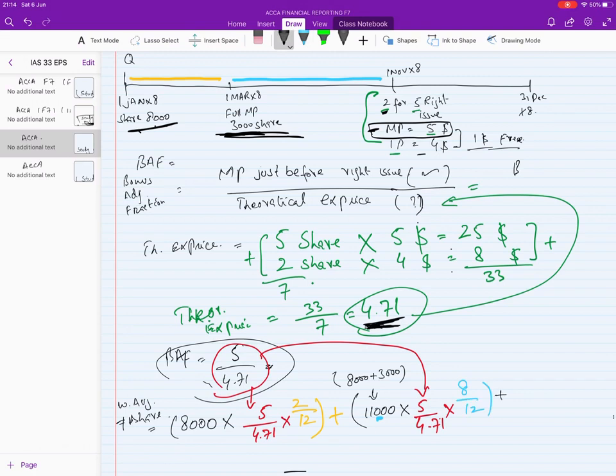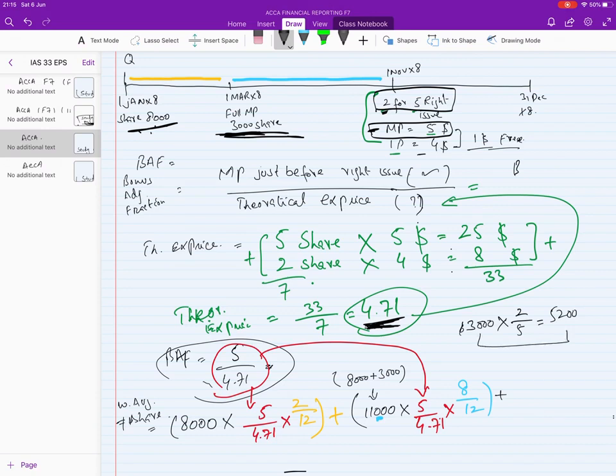Now you need to calculate the bonus fraction. So we are issuing 2 shares for 5. We were having 8 plus 3, 13,000 shares before, and we are issuing 2 shares to whoever has 5 before. So how many shares are we issuing? 13,000 multiplied by 2 divided by 5, it means we are issuing 5,200 more shares.